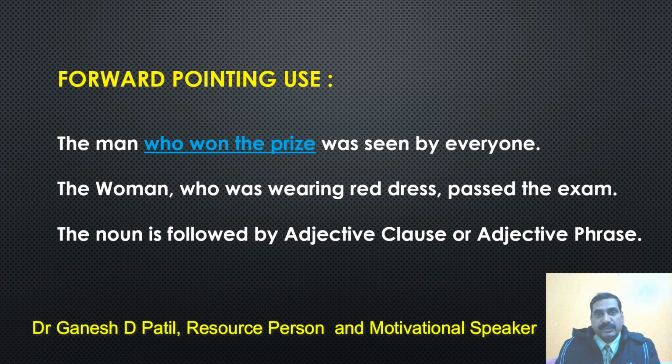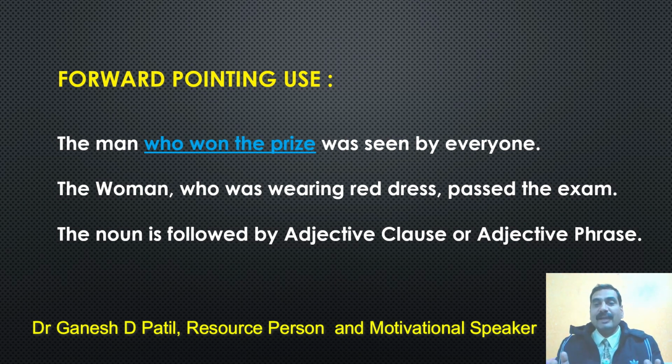So the relative clause, the adjective clause that follows, defines the noun man, and therefore we use the before it. So this is a forward pointing use. It's also called cataphoric use. The woman who was wearing a red dress passed the exam. The woman. Now, why did I use the before woman? Because who was wearing a red dress is the phrase that defines the noun woman, so it is a definite woman who was wearing a red dress and not any woman, therefore it is the woman.